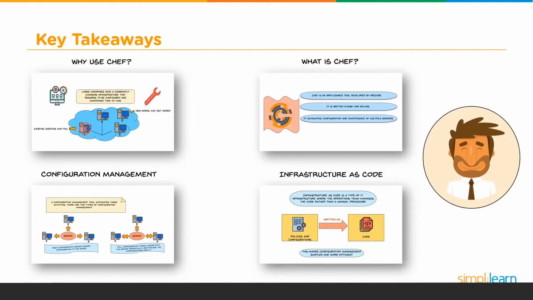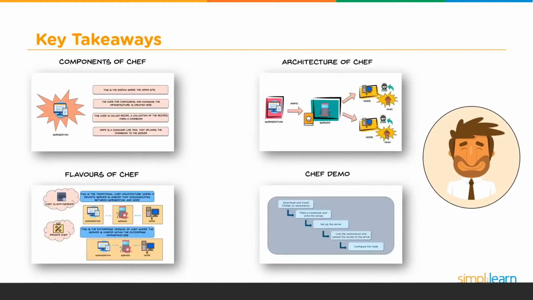Now let's have a quick look at everything you learned today. First, you saw why you should probably use Chef. Then what exactly is Chef? We looked into the two most important terms often used with Chef, configuration management and infrastructure as code. We also saw the various components of Chef and how these components work together to provide the capabilities that Chef does. We looked into the 4 flavors of Chef, and finally we wrapped it up with the demo on installing HTTPD package on our node and also writing a simple HTML file.